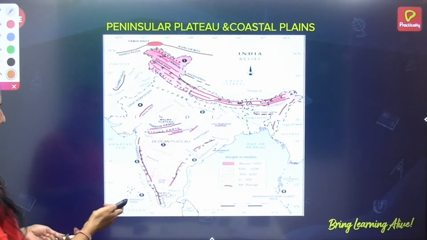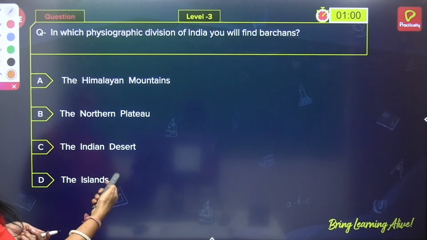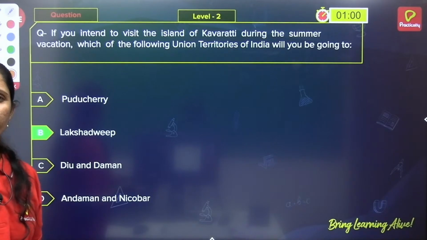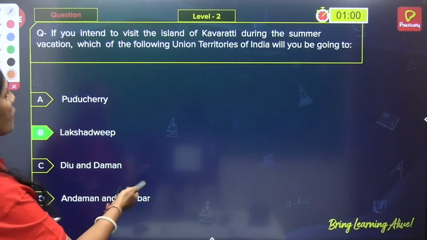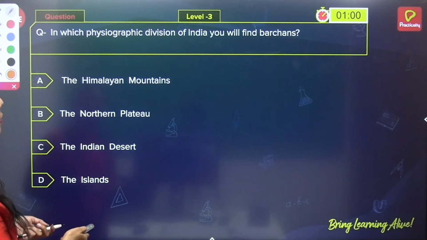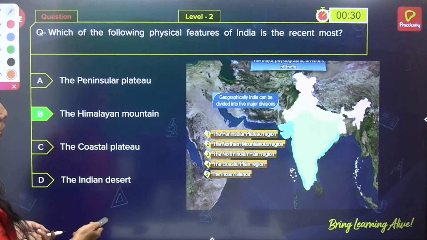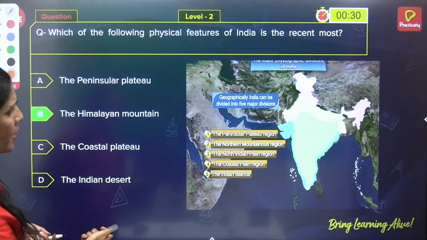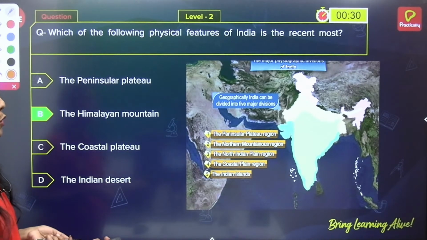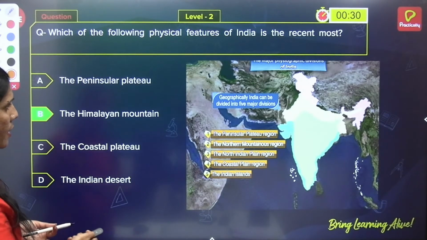Let us once again recollect the slide. How many physical features exist? Six physical features. First one, the northern mountains, northern plains, the Peninsular Plateau, coastal plains, Indian islands, and the Thar Desert.